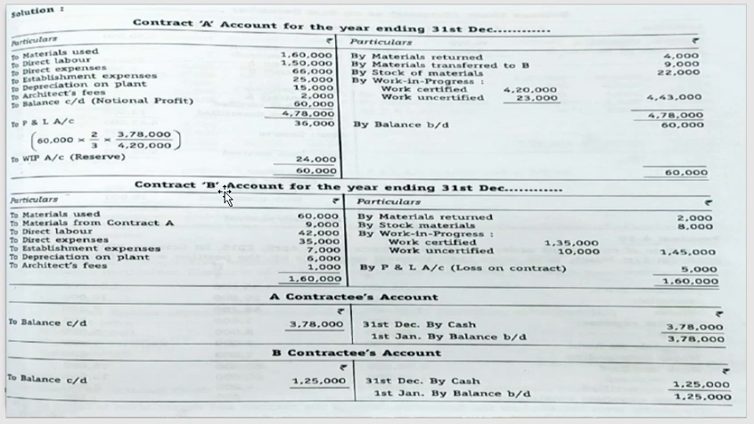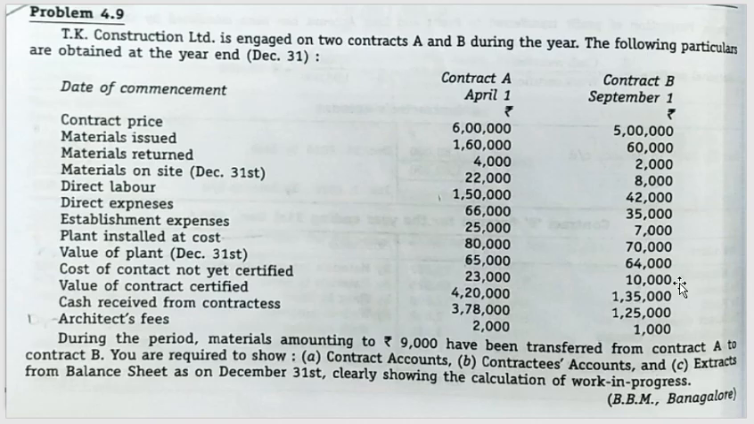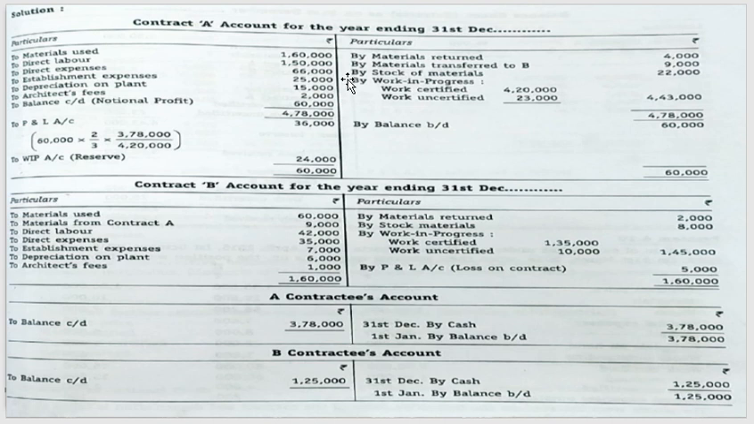Next, we will prepare contract B's account for the year ending. Similar items are classified for A as well as B. The only difference is that in the adjustment, they have stated that materials of 9,000 have been transferred from contract A to contract B. In contract A, as it is moved out, 'by materials returned to B' 9,000 is recorded on the credit side. As it is coming to B, we will record it on the debit side.